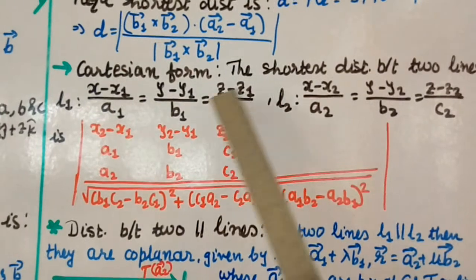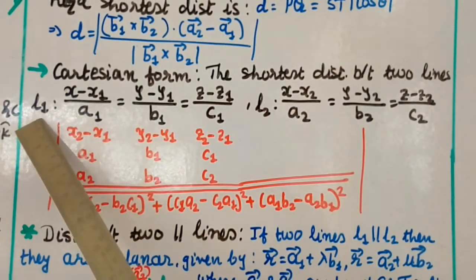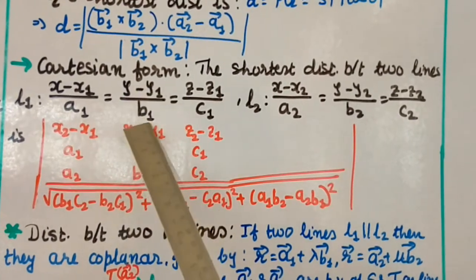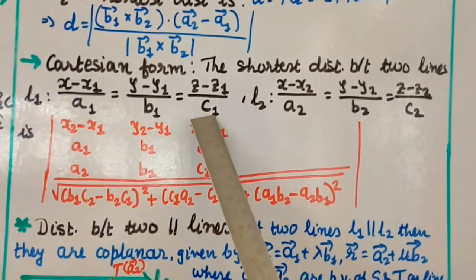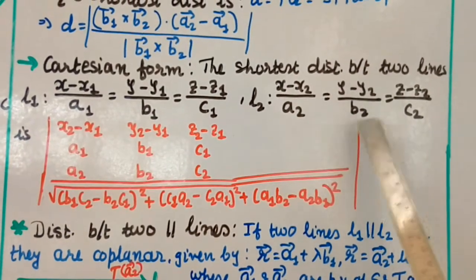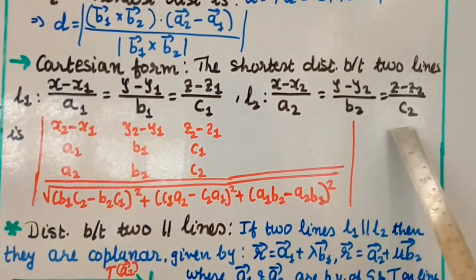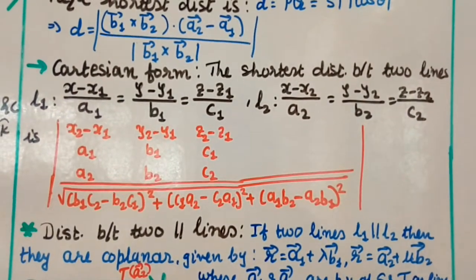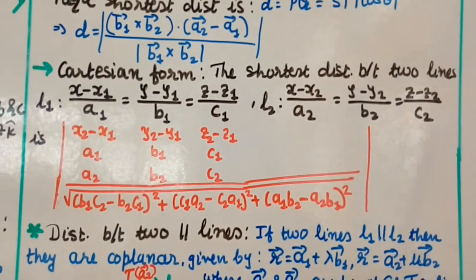So in Cartesian form, the shortest distance between two lines L1: (x minus x1) by a1 equal to (y minus y1) by b1 equal to (z minus z1) by c1, and L2: (x minus x2) by a2 equal to (y minus y2) by b2 equal to (z minus z2) by c2. These are the equations of the lines in Cartesian form. So the shortest distance is given as the determinant.